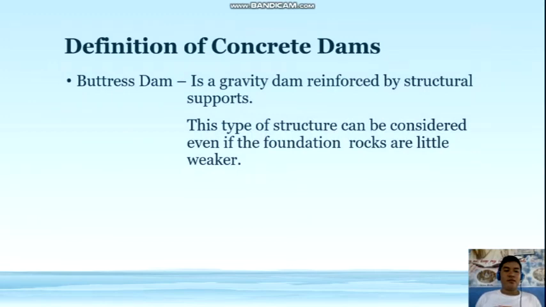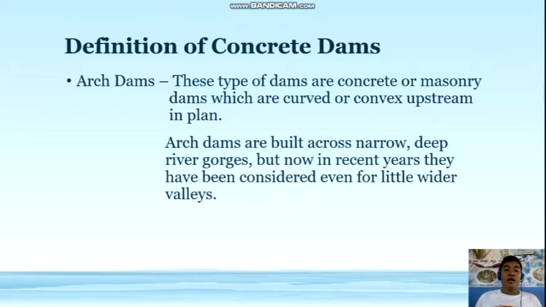So next is the buttress dam. It is a gravity dam reinforced by structural supports. This type of structure can be considered even if the foundation rocks are a little weaker. Arc dams. These type of dams are concrete or masonry dams which are curved or convex upstream in plan. Arc dams are built across narrow, deep river gorges. But now, in recent years, they have been considered even for little wider valleys.